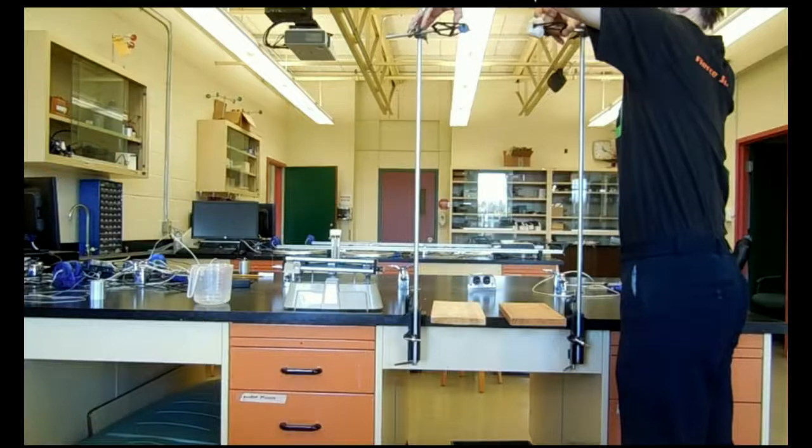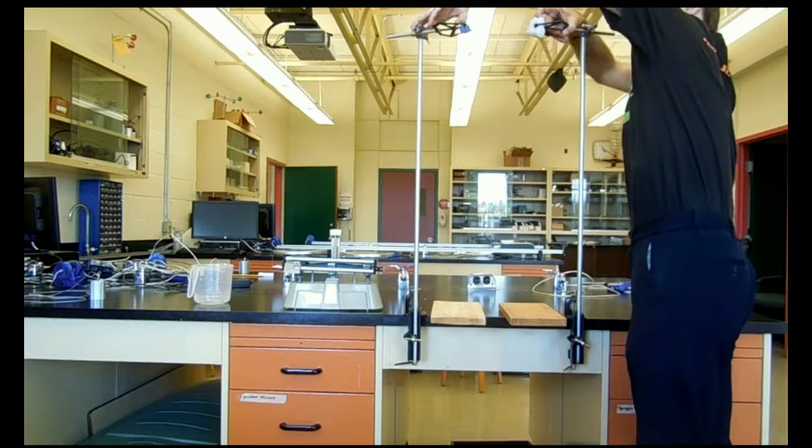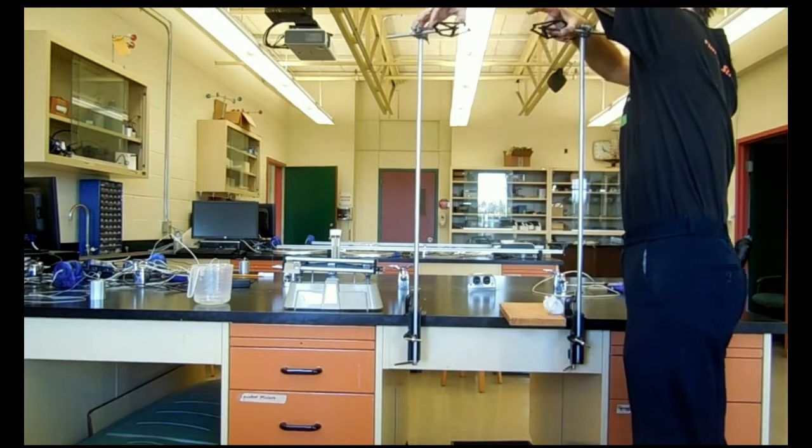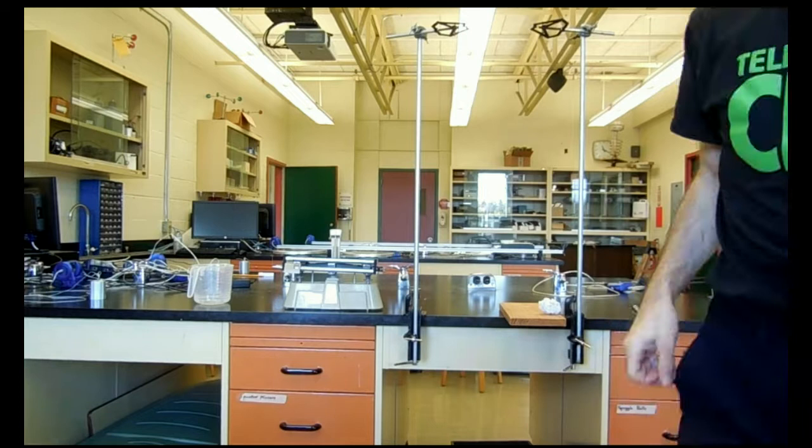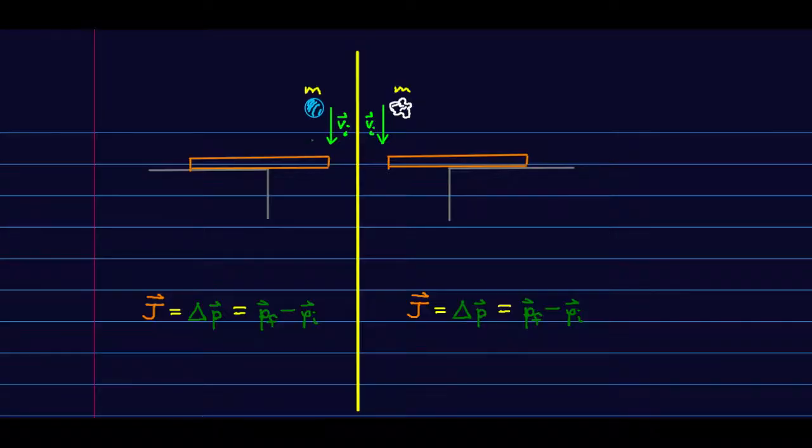Okay, so you've made your choice, and let's now see what happens. I'm going to drop them both. There goes the ball and the wad. And so the ball knocks its board off, and the wet wad of paper doesn't knock its board off. We can use the impulse momentum theorem to understand what just happened.